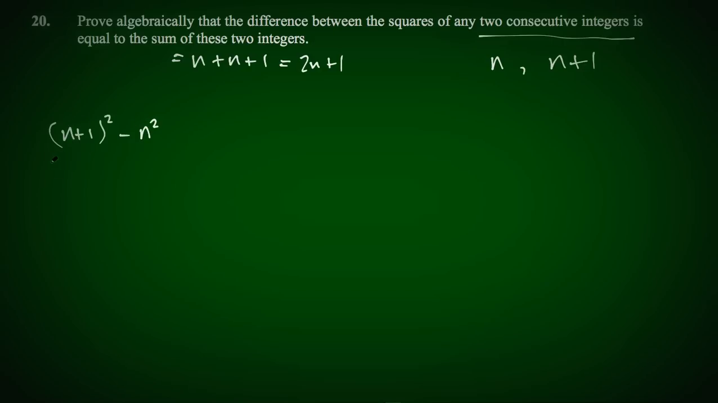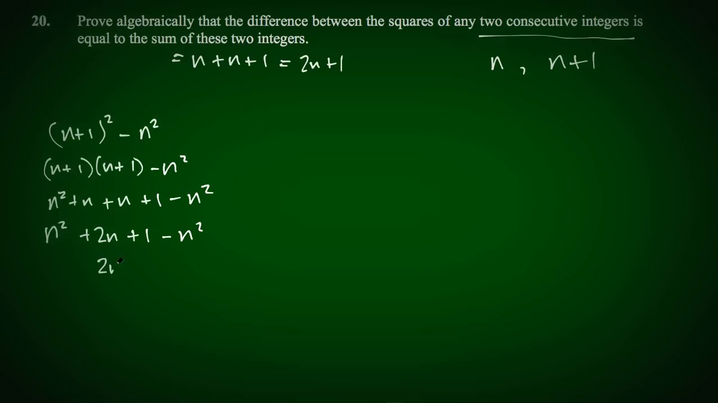And I'll expand these brackets. That's (n plus 1) times (n plus 1) minus n squared. That is n squared plus 2n plus 1 minus n squared, which is 2n plus 1. Let's put some equal signs here. And to fully go back to the start with that, that is the same as n plus n plus 1.